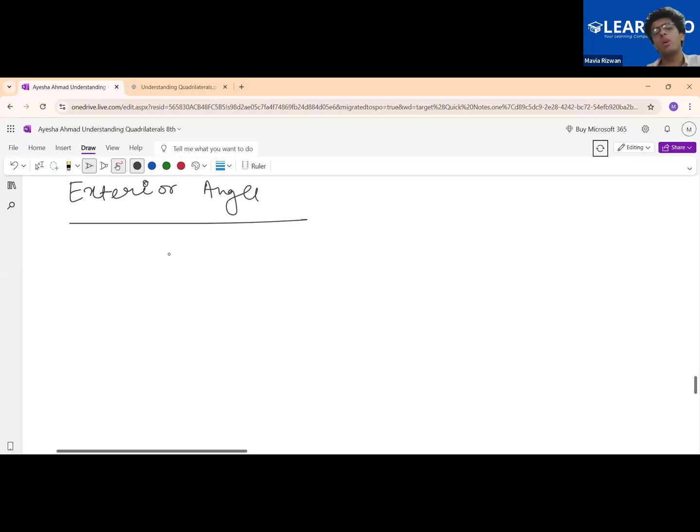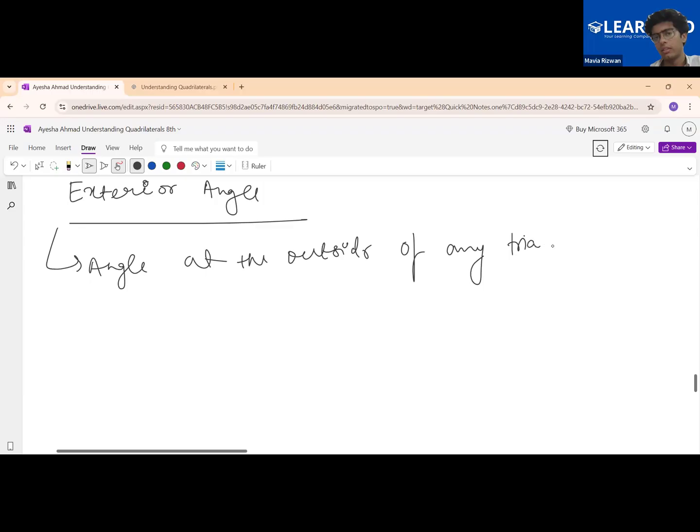An exterior angle is an angle at the outside of any triangle. Suppose I have a triangle. I'll extend one side, and the angle formed between the extended side and the adjacent side is known as an exterior angle. Aisha, this is an exterior angle. Is this clear first of all? What is an exterior angle?